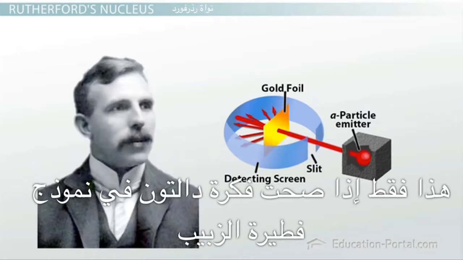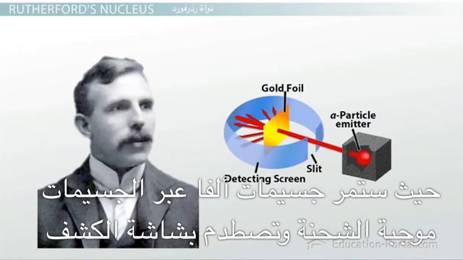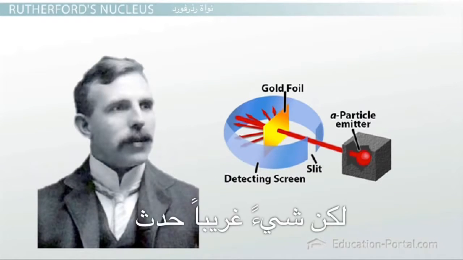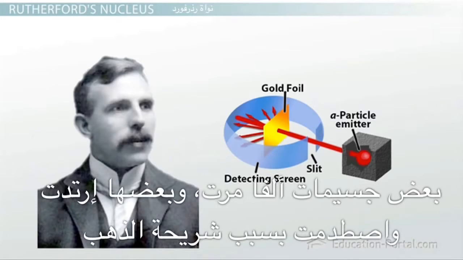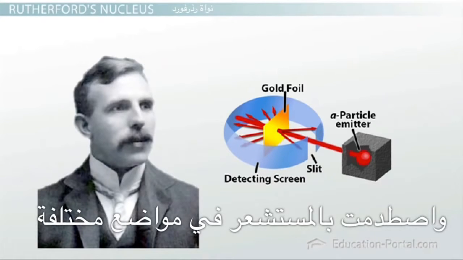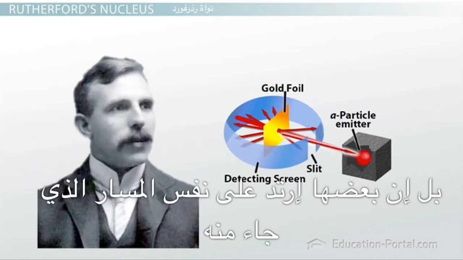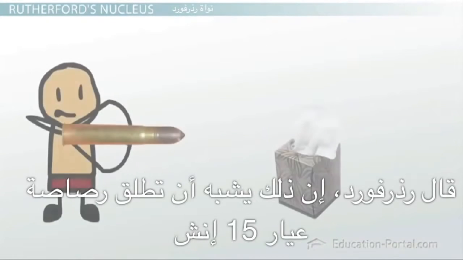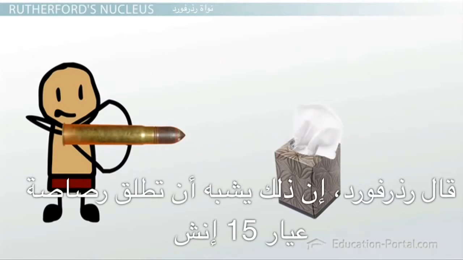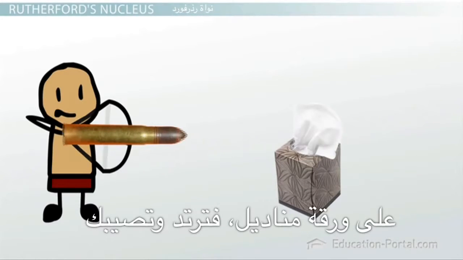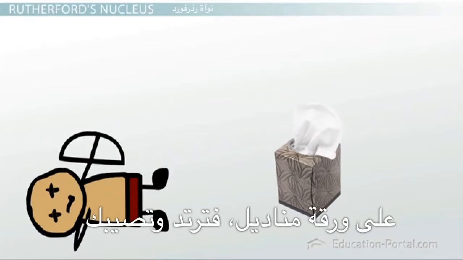This is because if Thomson were correct about the plum pudding model of the atom, the alpha particles would just go through the positively charged matter and hit the detecting screen on the other side. But something strange happened. Some of the alpha particles went through, and some were deflected by the gold foil and hit the detector in different locations. Some even came straight backwards in the same exact path that they took. Rutherford said this would be as if you fired a 15-inch shell at a piece of tissue paper and it came back and hit you.